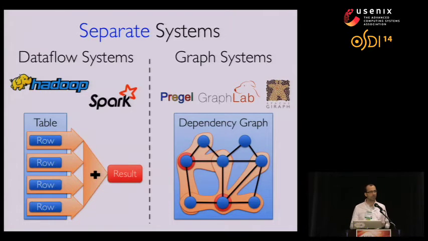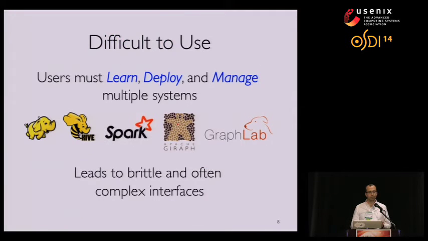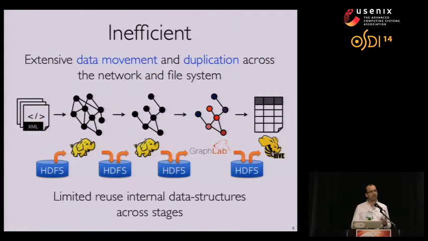Now the problem with having multiple systems is it can, one, be difficult to use. Users must learn, deploy, and manage multiple systems, and this can often lead to complex and brittle interfaces between multiple stages. Even worse, it can be inefficient. We have extensive data movement and duplication across each of these stages and across each of these systems. And in many cases, we're going to be building up and then tearing down similar representations of our graph. And so we have very limited reuse of the data across stages.